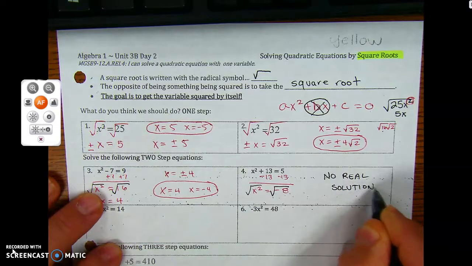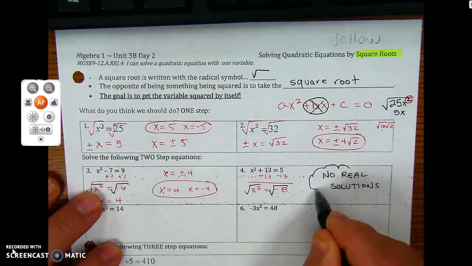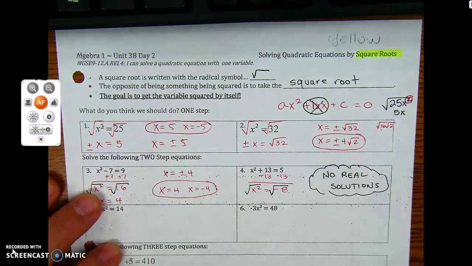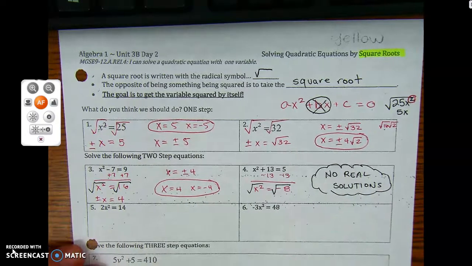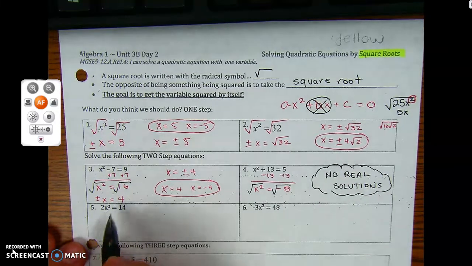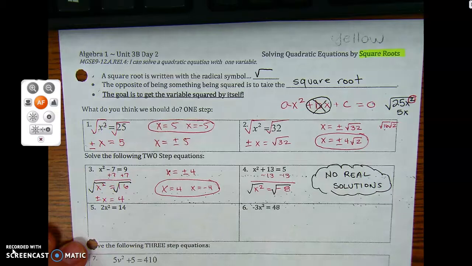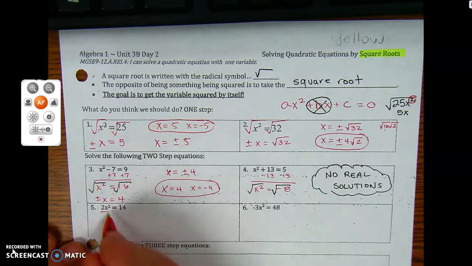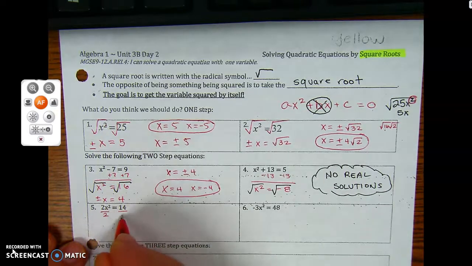Don't say no solutions, because there are some imaginary solutions you're going to learn about in Algebra 2 in a couple years, okay? We got to get x squared by itself. We can't take the square root yet. A lot of people try, but please divide by 2 first. So you get x squared is equal to 7.